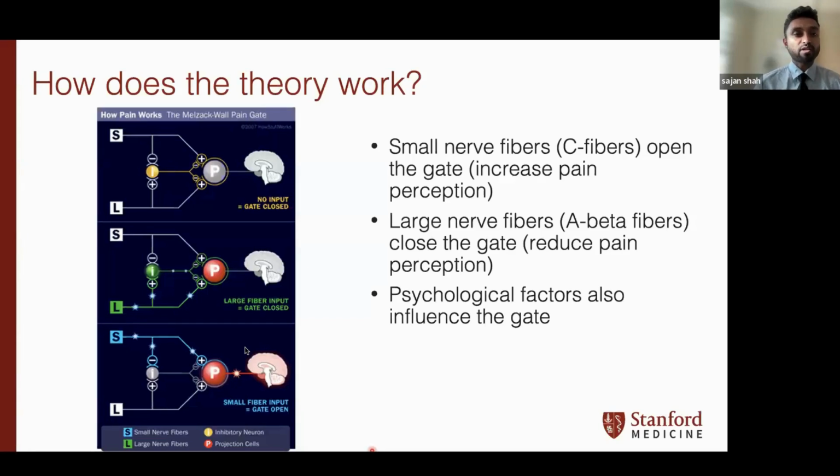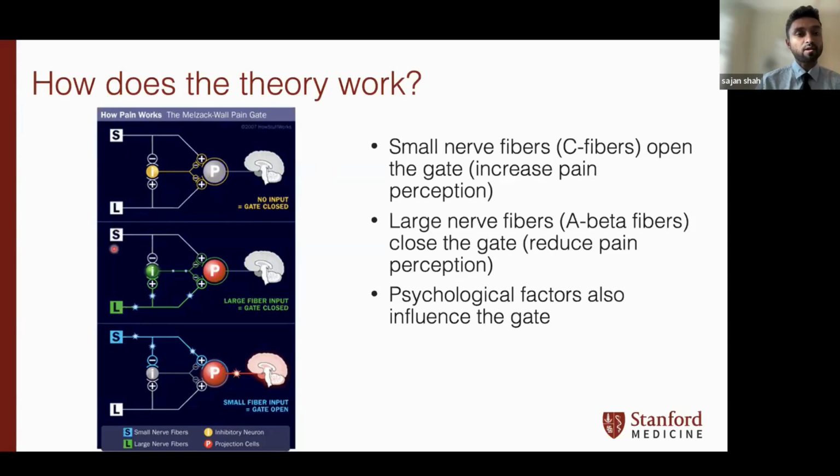Now, I gave you a lot of information, but I want to bring you to this image. We see the small fibers here and the large fibers here. Small fibers are the painful signal generation, and the large fibers are the non-painful generation. There's no input in this first image, which is why we don't see any signals being passed. Let's move on to the next one.